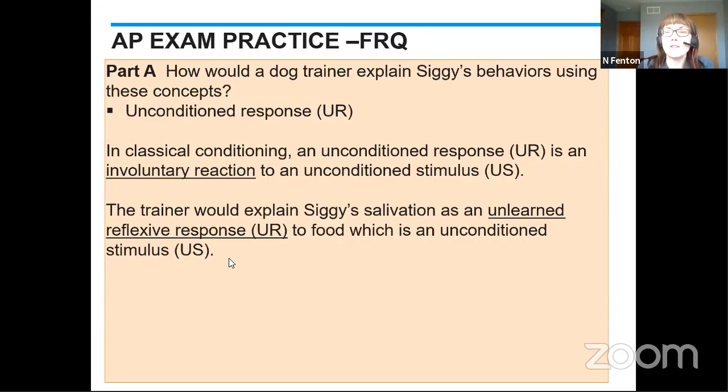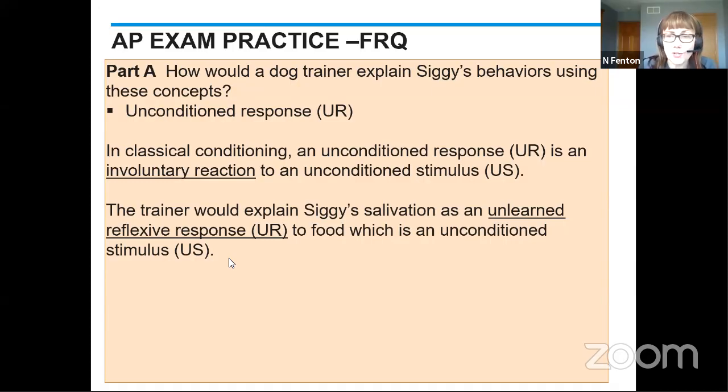In this case, the trainer is going to explain that Siggy's unconditioned response is what's going to later help him develop a learned salivation response to the word treat. You won't have to go through the entire process of classical conditioning. You do have to talk about the unconditioned response, and you're probably not going to be able to apply it or define it without also talking about the unconditioned stimulus.